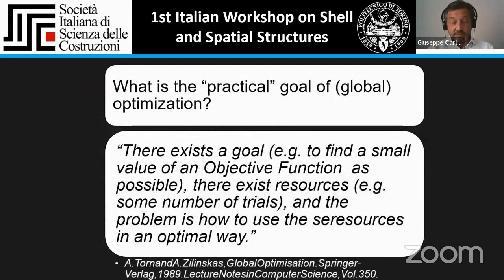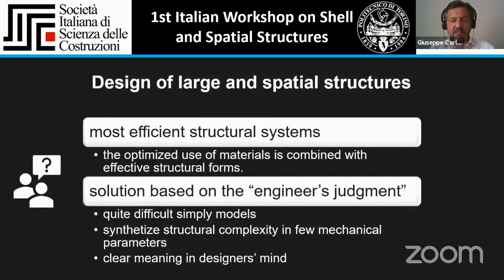As usual, I have to introduce what optimization means, and there are a huge number of possible definitions. I like this one very much: to do the best with the time and the resources that we have. And why is it so important to optimize in the design of large spatial structures? Mainly because we are able to obtain more efficient structural systems. That means not simply reducing the use of materials, which is a false goal. The main goal for large structures is to reduce the cost connected with the construction and sometimes the very possibility of realizing such structures.